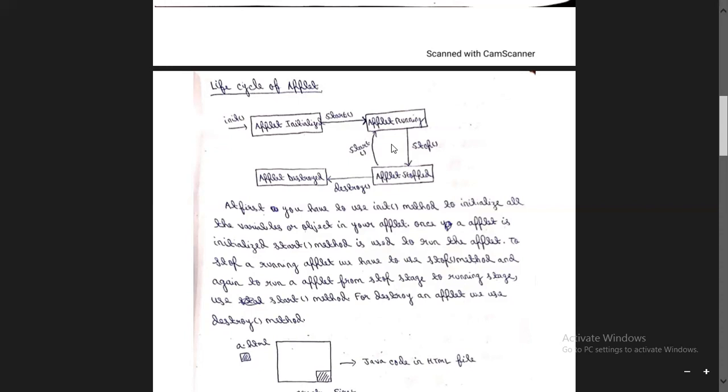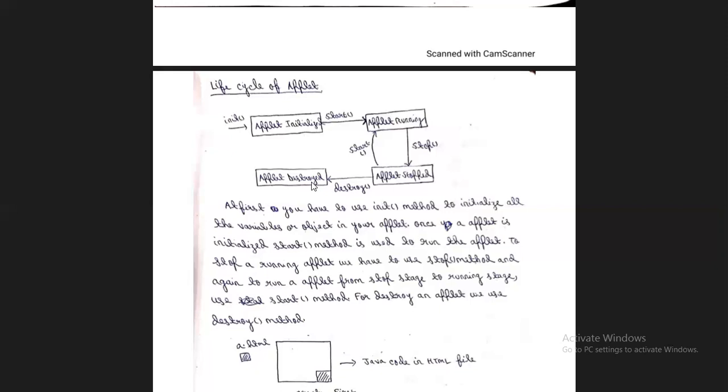Okay. And using the destroy method, an applet which is in the applet stop state will move to the applet destroyed state. Like in a thread, we use the stop method to kill the thread. Same as that, using the destroy method, the applet is destroyed or killed.